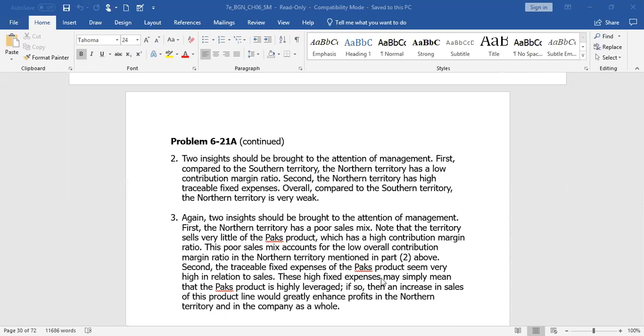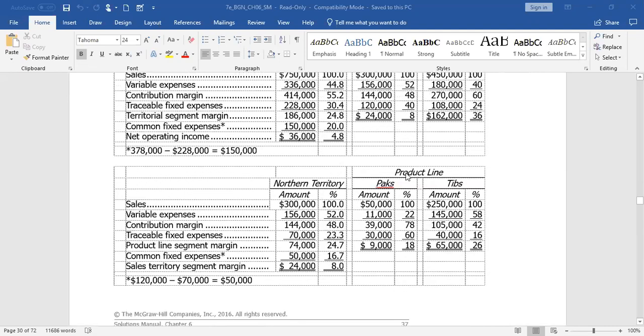Second, traceable fixed expenses of packs seem very high in relation to sales. It may mean that the packs product is highly leveraged. If so, then an increase in sales of this product line would enhance the profit in the Northern Territory. So it looks like packs is where the problem lies. They need to focus their attention there because they have a great contribution margin and need to increase the number of sales to cover these fixed expenses, because right now their traceable fixed expenses are a high percentage of sales, 60%.